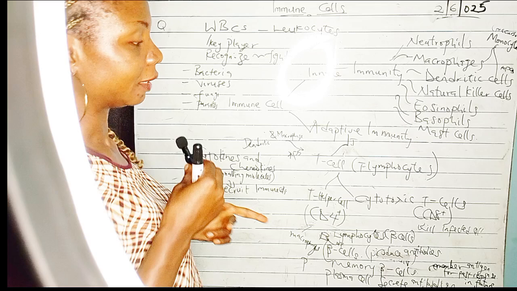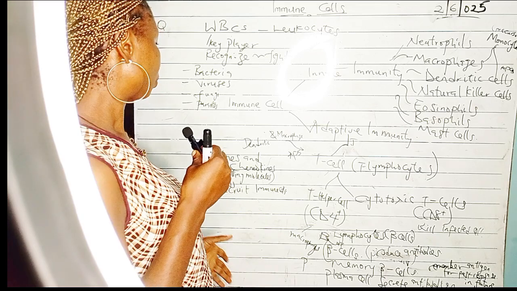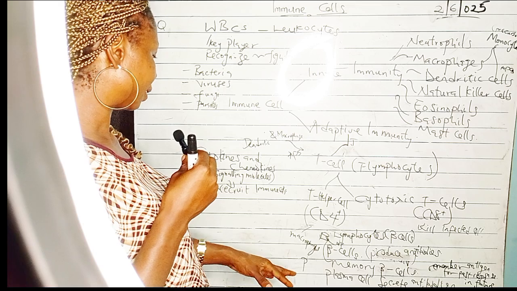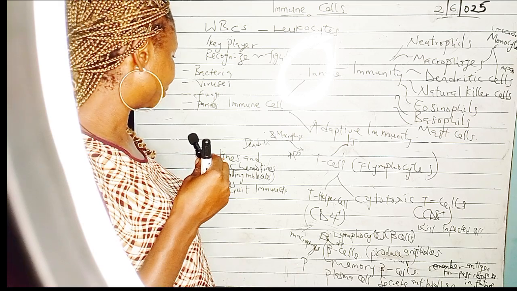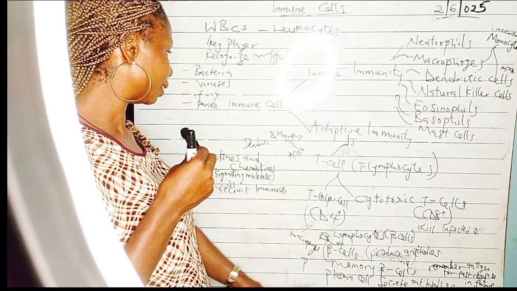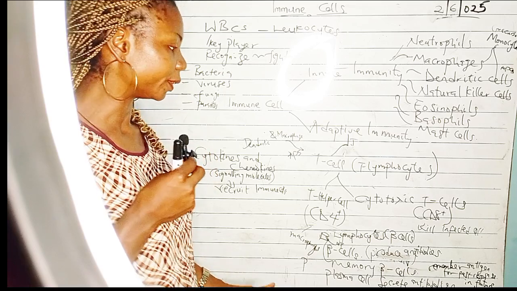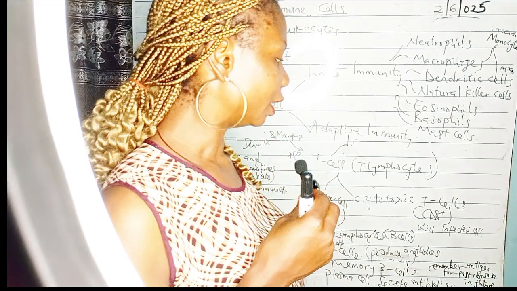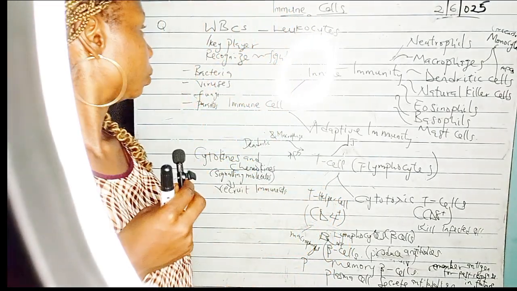Do you understand? They are very, very important, the memory cells. We also have the suppressor cells. We also have the memory T cells too. They all help in recalling past responses in future infections.